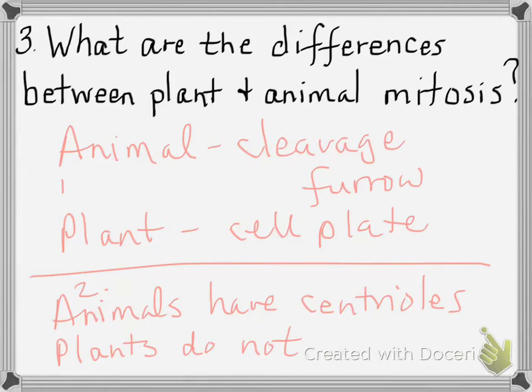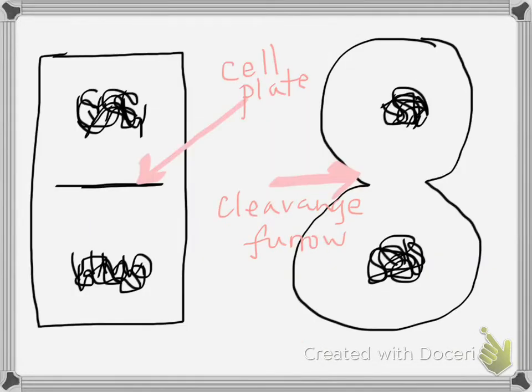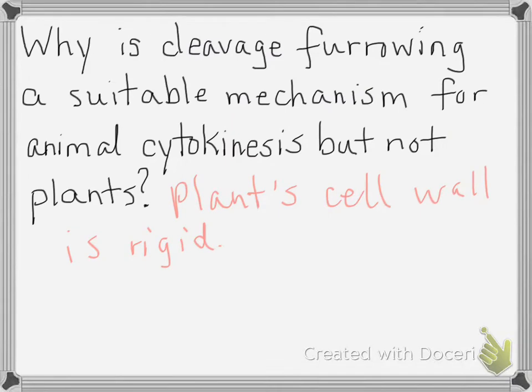Look at this next question, number 3, second part. Explain why cleavage furrowing is a suitable mechanism for cytokinesis for animals, but not suitable for plants. How come? Because animals don't have a cell wall. What's the problem with having a cell wall? You can't squeeze in, right? So here's what I wrote. Well, first I drew it. Everybody's okay on my drawings? They're so simple. Okay, and I put that a plant's cell wall is rigid. So that's why plants cannot do cleavage furrows.